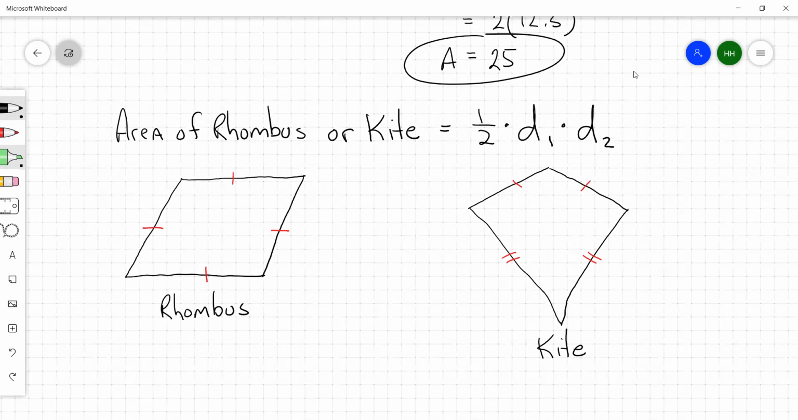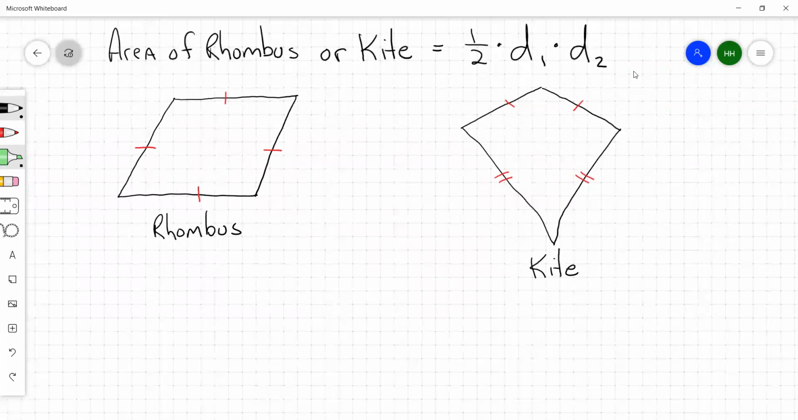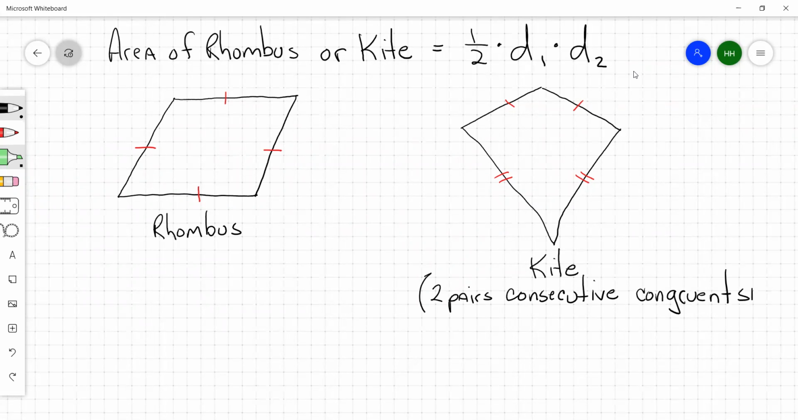All right? Consecutive congruent sides. Let's write that down. Two pairs. Consecutive congruent sides. Means they got to be next to each other, right? They can't be across from each other. That would make it like a rectangle or a parallelogram.